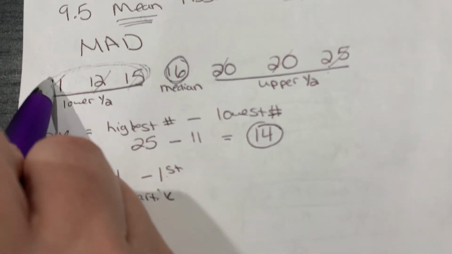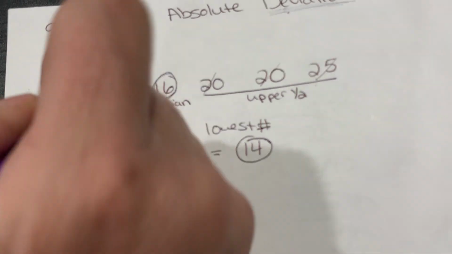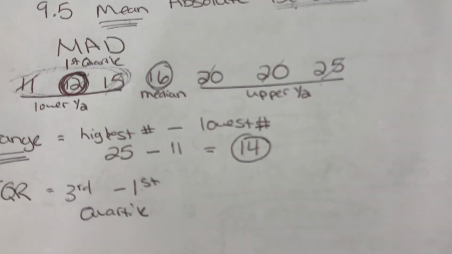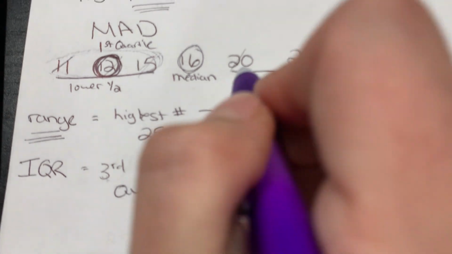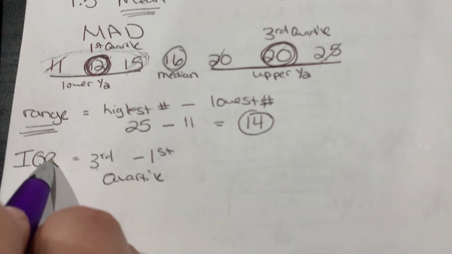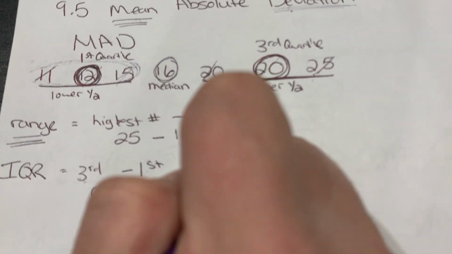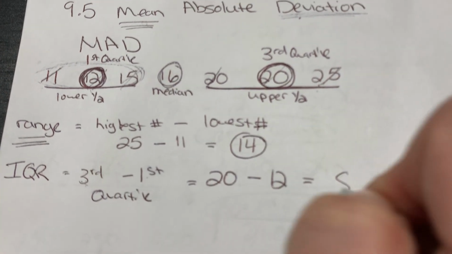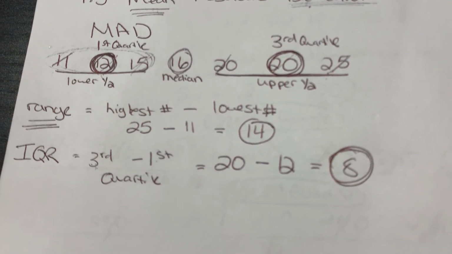So I have to find the median of this. Well, it's not my first or my last, which means this one right here is right in the middle. So that's going to be my first quartile. My third quartile is going to be the median of my upper half. There's 3 numbers there, so it's not my first or my last. It's going to be the one right in the middle. So that one is my third quartile. So my IQR is the third quartile, which is 20, we just found out, minus my first quartile, which is 12. 20 minus 12 is 8.